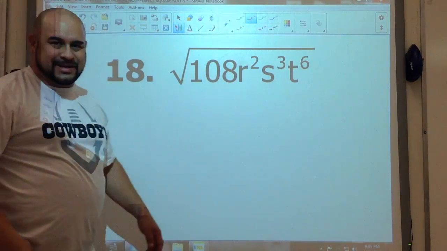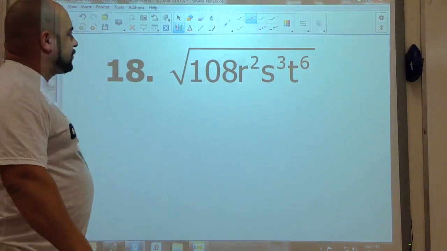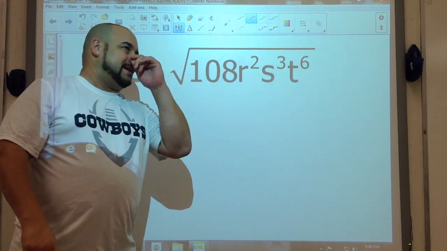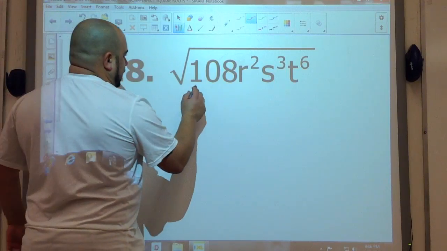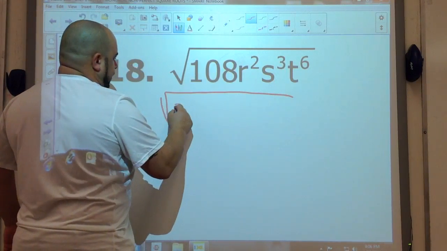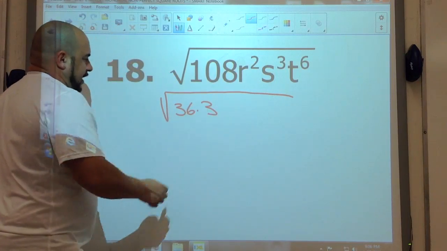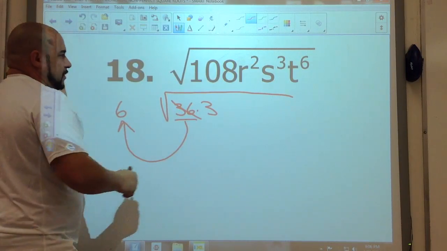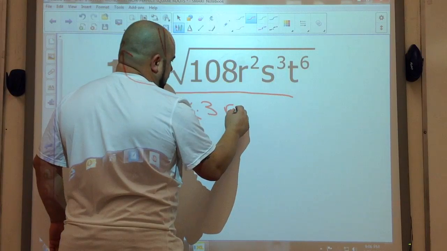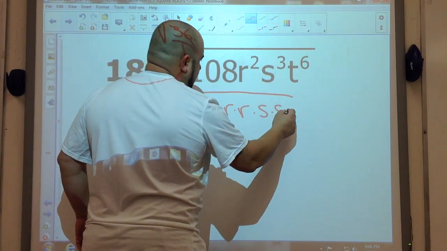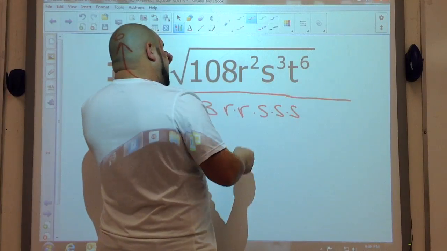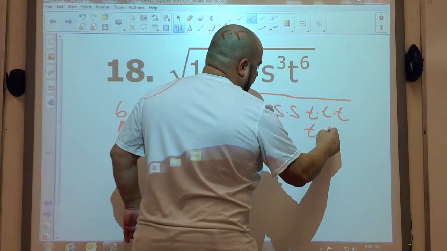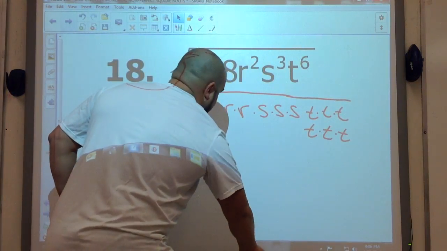This one's number 18 in your packet. I think you have to flip the page. So I believe the square root of 108 is 36 times 3. So here, I have 36 times 3. And the square root of 36 is 6, so that goes here. So that's gone. I have 2 r's. I have 3 s's. And oh my God, I have 6 t's. But I can do 1, 2, 3, 4, 5, 6. So let's see what we got.